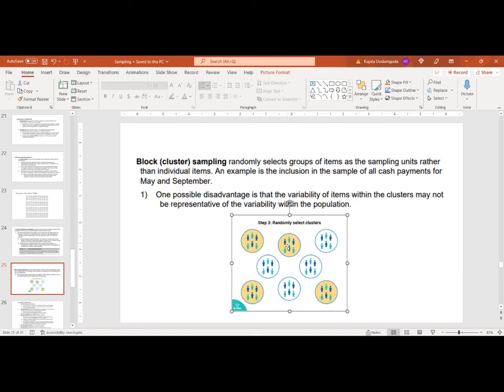You may be choosing all the employees who have left in the month of January, all the employees who left in the month of August, and all the employees who left in the month of October. So out of these different clusters, you pick one cluster or a couple of clusters, and then you use that as a sample. That is what we mean by block sampling or cluster sampling.